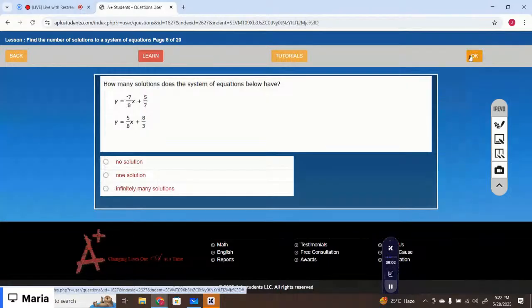How many solutions does the system of equations below have? Y equals negative 7 over 8x plus 5 by 7 and y equals 5 by 8x plus 8 over 3. So which is the correct option? The correct option is one solution. Option number two is the correct option.